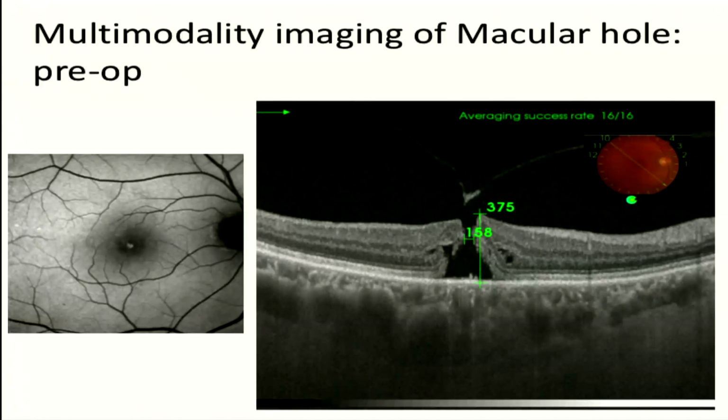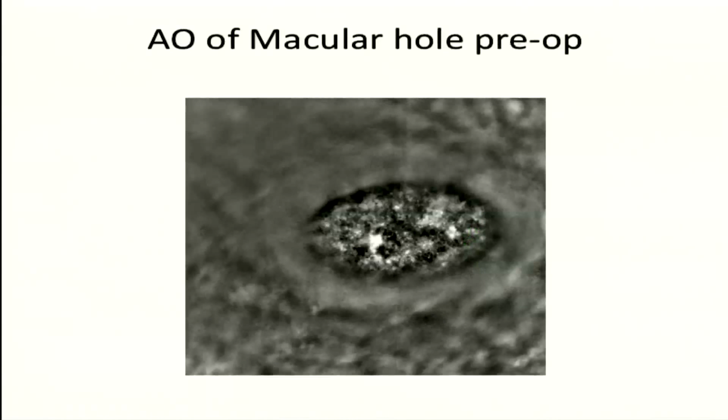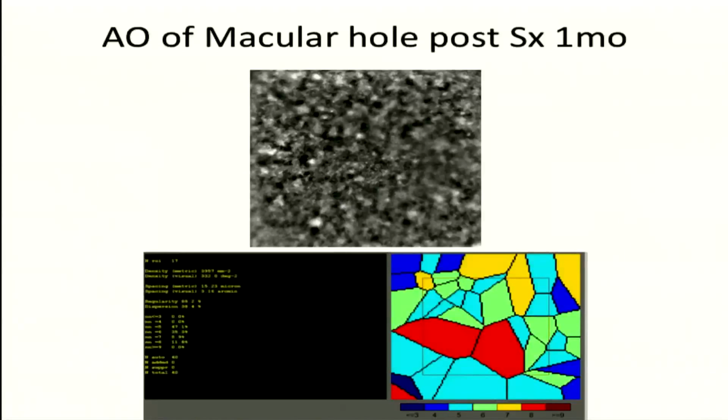This is a case of multimodal imaging of macular hole. As clearly seen, there is a lot of loss of photoreceptors right at the macular hole. And this is a post-op 1 month imaging of the same patient, where we are seeing the rearrangement of the photoreceptors.